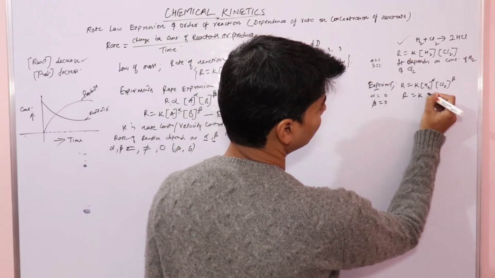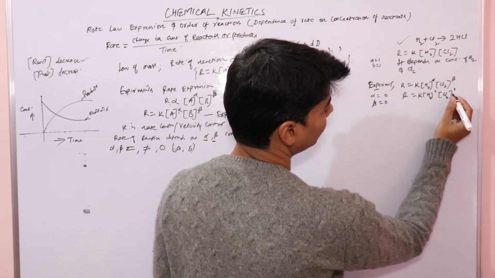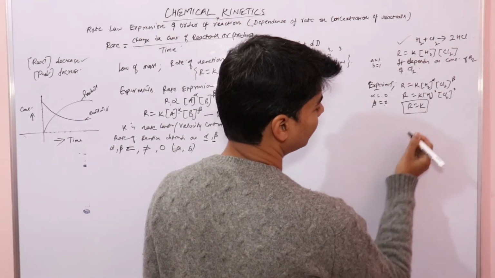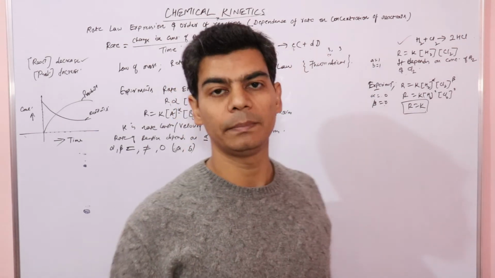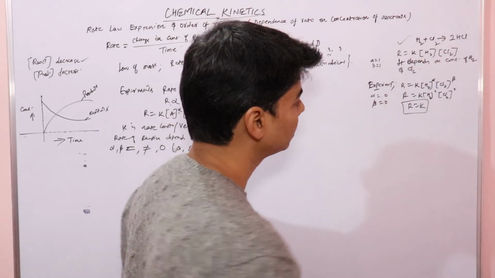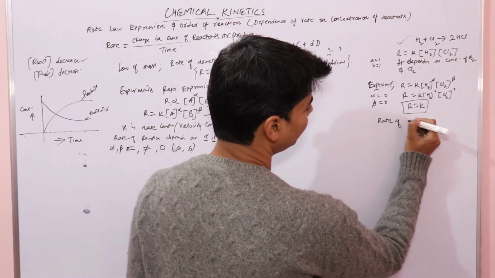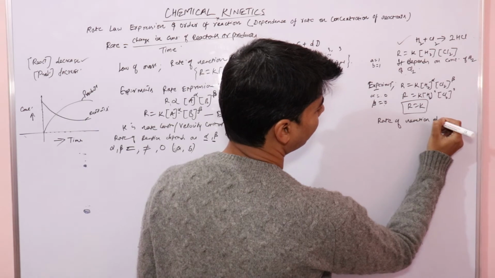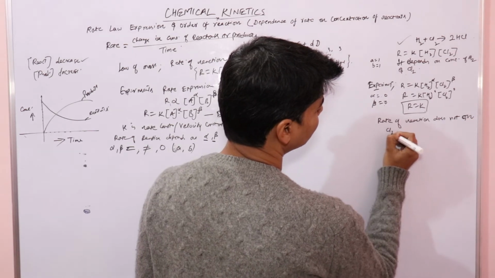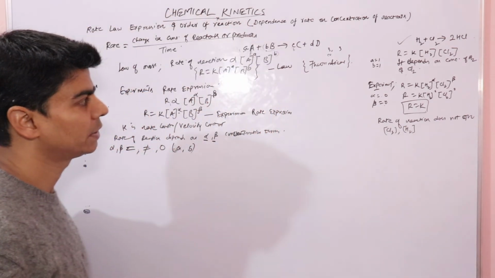So if I put it over here, anything to the power of 0, we know anything to the power of 0 is equal to 1. So here rate is equal to k, right? That means rate of reaction does not depend on concentration of hydrogen and chlorine in this reaction, right? So this gives us the true picture of rate of reaction. Rate of reaction does not depend on concentration of chlorine and concentration of hydrogen, right? So now I think it's clear.